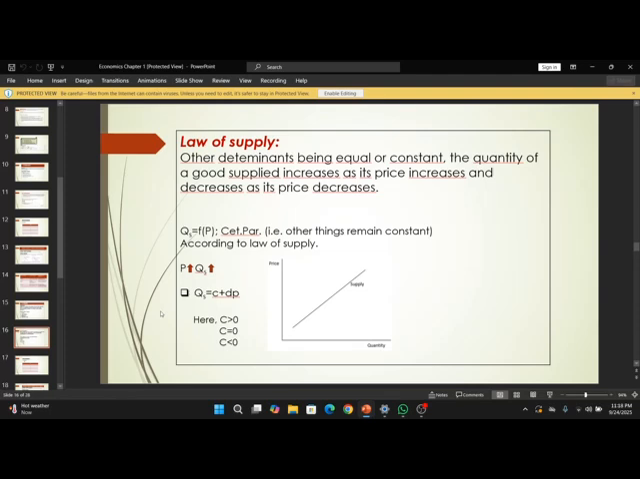Supply function and equation. The supply relation can also be written as an equation, Qs equals C plus dP. This simple equation helps us calculate and draw the supply schedule.